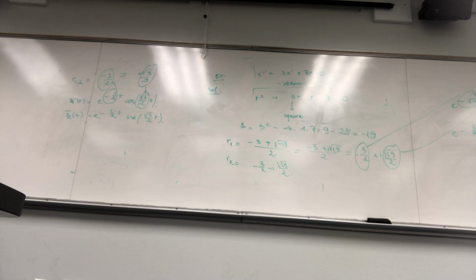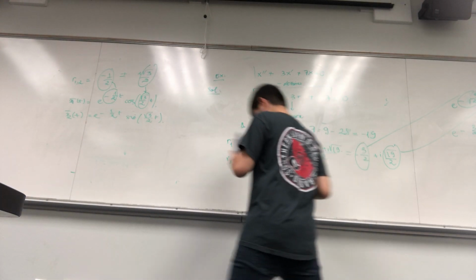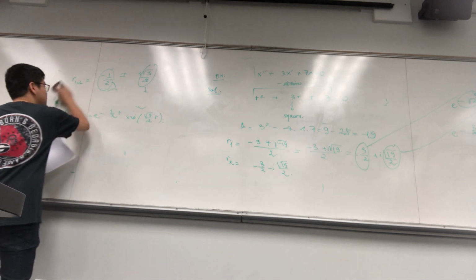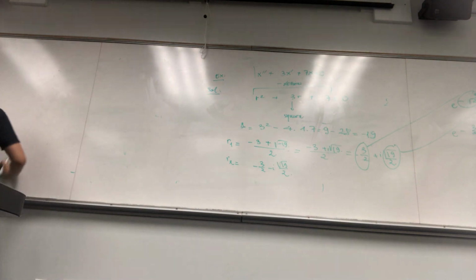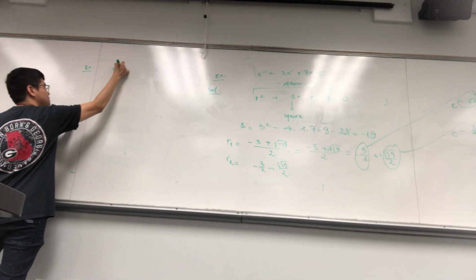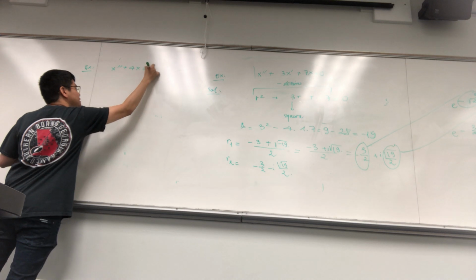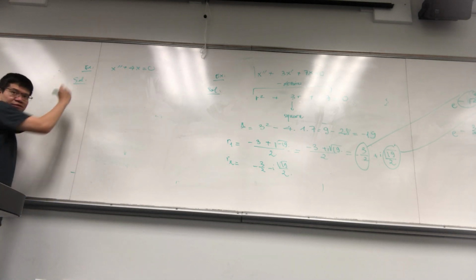So let us consider another example. You have x double prime plus 4x is 0. Now, what is the characteristic equation?